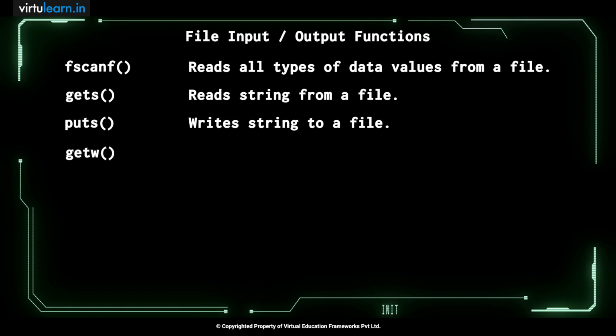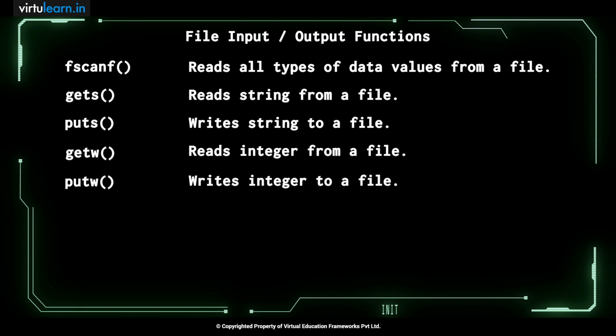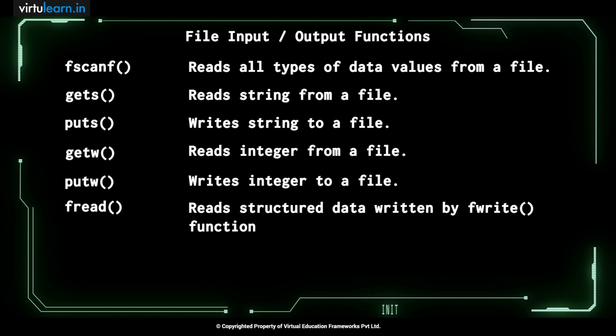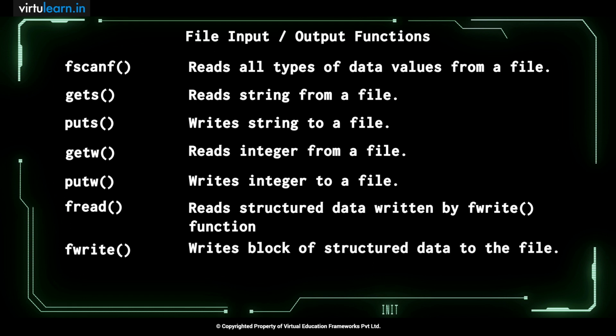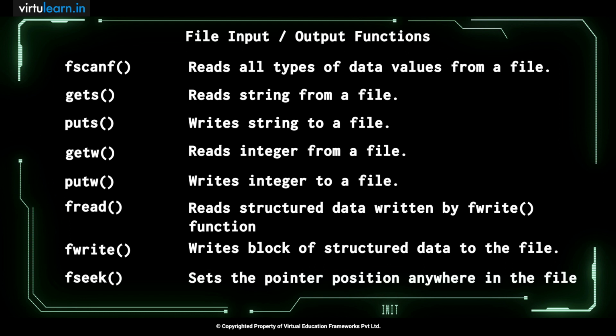Next, getw, read integer from a file. Putw, write an integer to a file. Next, fread, reads the structured data written by fwrite function. Next, fwrite, write block of structured data to the file. Next, fseek, set the pointer position anywhere in the file.